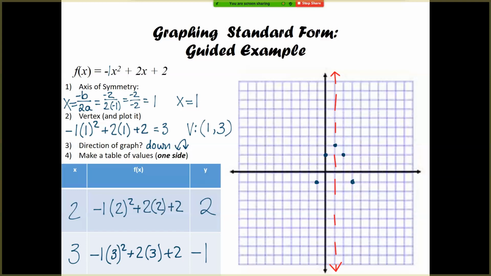Then I'm going to play connect the dots to make my parabola. Make sure you put arrows on both ends because this graph continues. We just stopped graphing, and that's okay. Questions on this one?